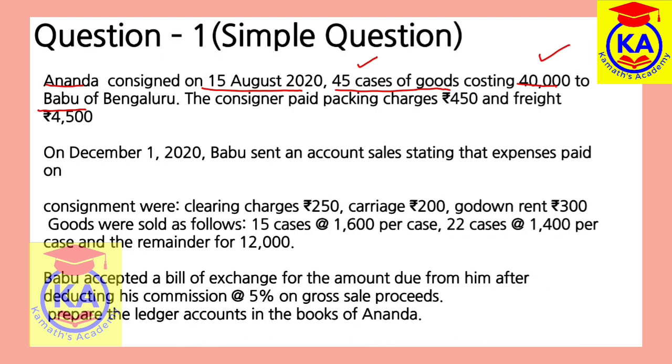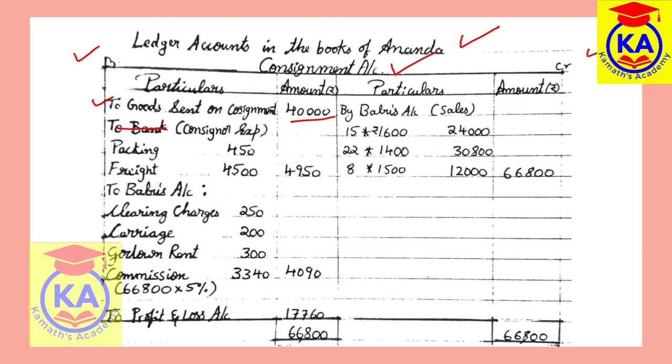Next, let's move with the next line. The consignor paid packing charges rupees 450 and freight rupees 4,500. So the consignor's expenses. The entry will be 'To bank', right? In the consignment account, 'To bank, consignor expenses'. Packing charges rupees 450, freight charges of rupees 4,500. So total will be 4,950.